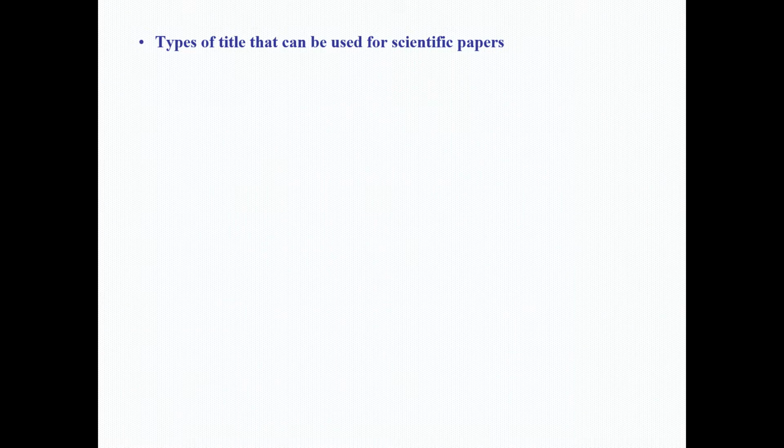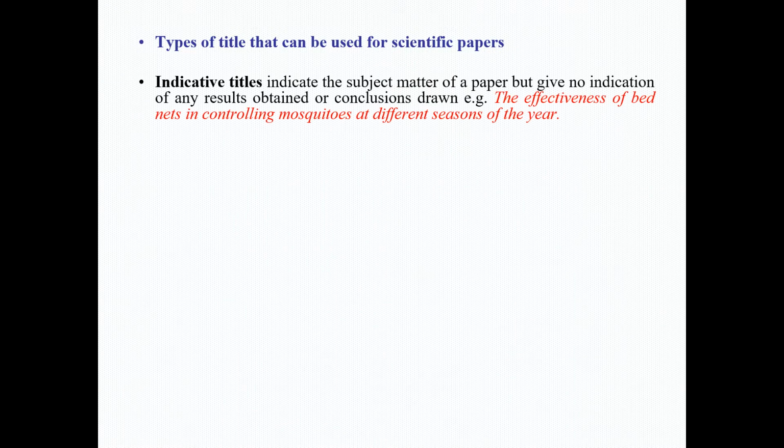So, the title of a scientific paper has different types. The first type that is normally used for the title is called an indicative title. So, what are indicative titles? Indicative titles mainly indicate the subject matter of a paper, but give no indication of any results obtained or conclusions drawn. An example of such a title would be: the effectiveness of bed nets in controlling mosquitoes at different seasons of the year. It's the kind of title that we call an indicative title.